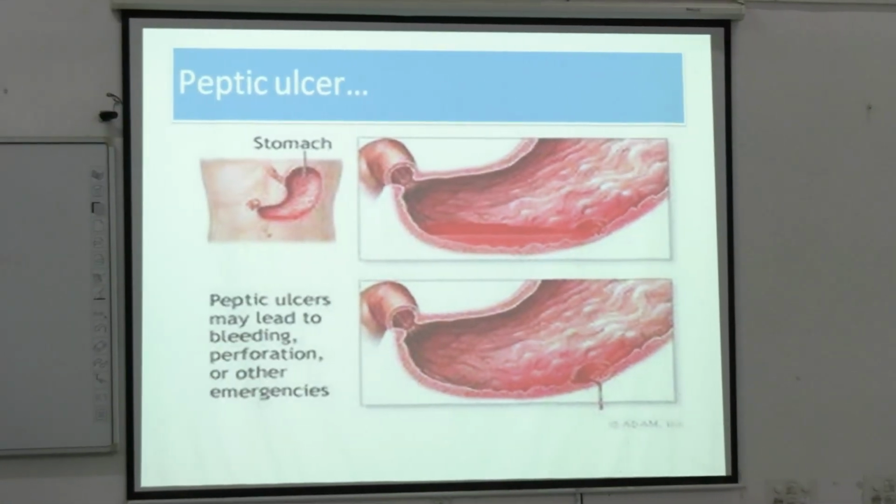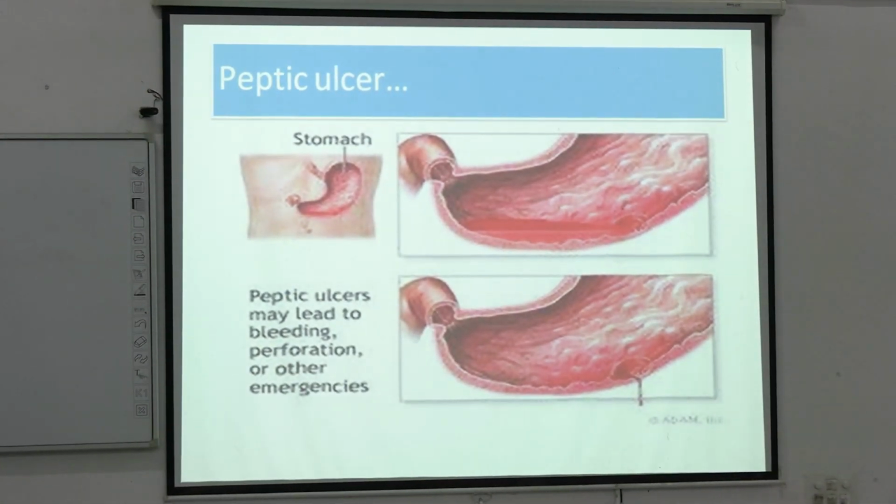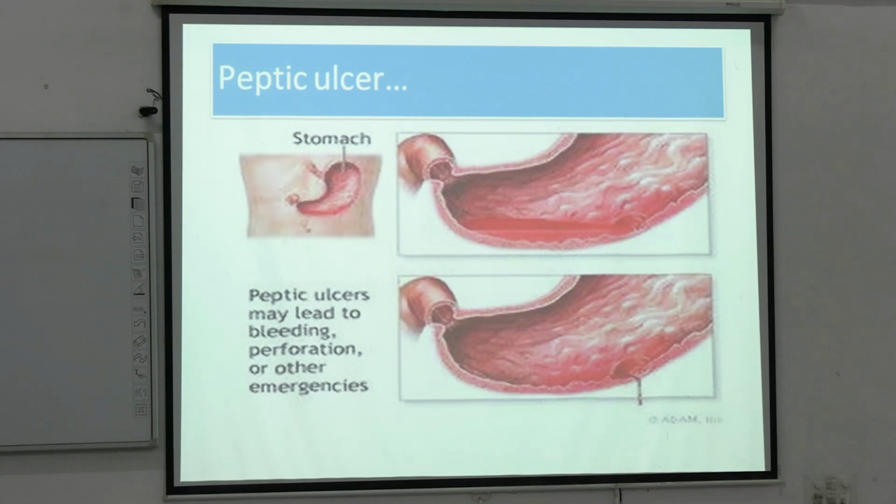Now, peptic ulcer, the stomach. Peptic ulcers may lead to bleeding, perforation, or other emergencies. This is very important. Previously, in our days, it was an acute emergency. There were a number of peptic ulcer incidents before the PPI came into the market.